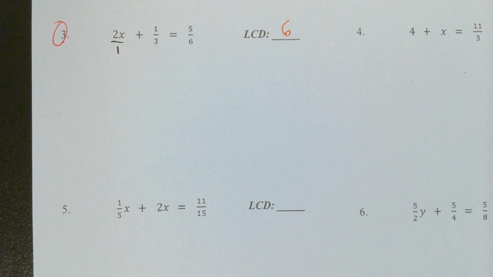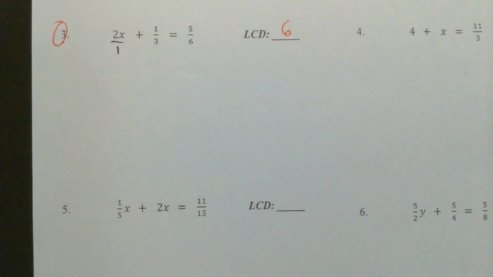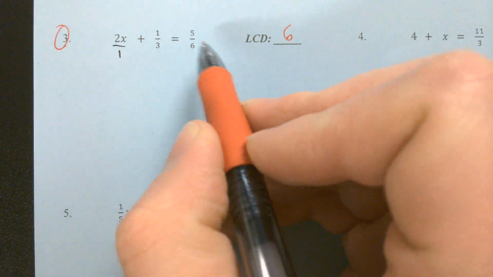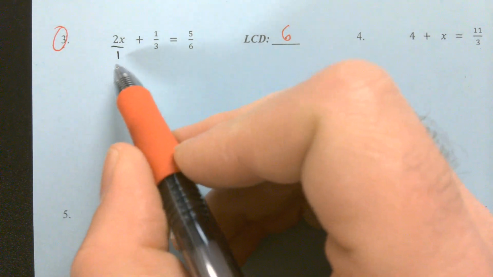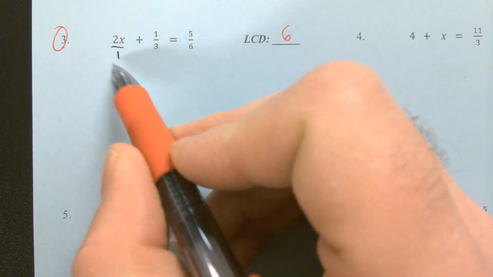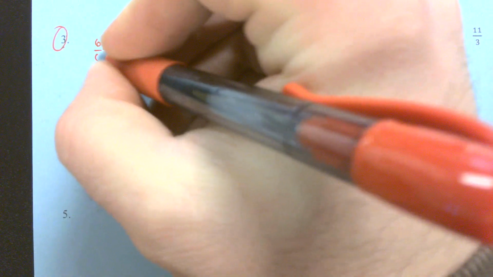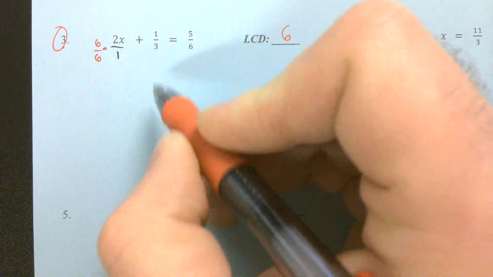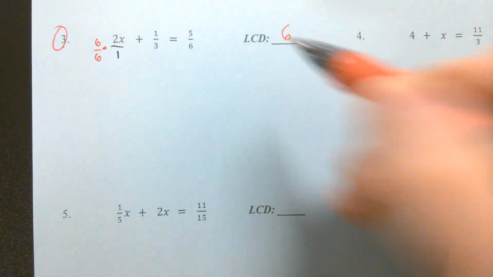Then we find the LCD. We're going to go real quick with the LCD. We should be pros at that by now. And my LCD is 6. So I want all my denominators to be 6. If I've got 2x over 1, what can I multiply 1 by to give me 6? 6, thank you. If I have 1 over 3, what can I multiply 3 by to give me 6? 2, perfect.